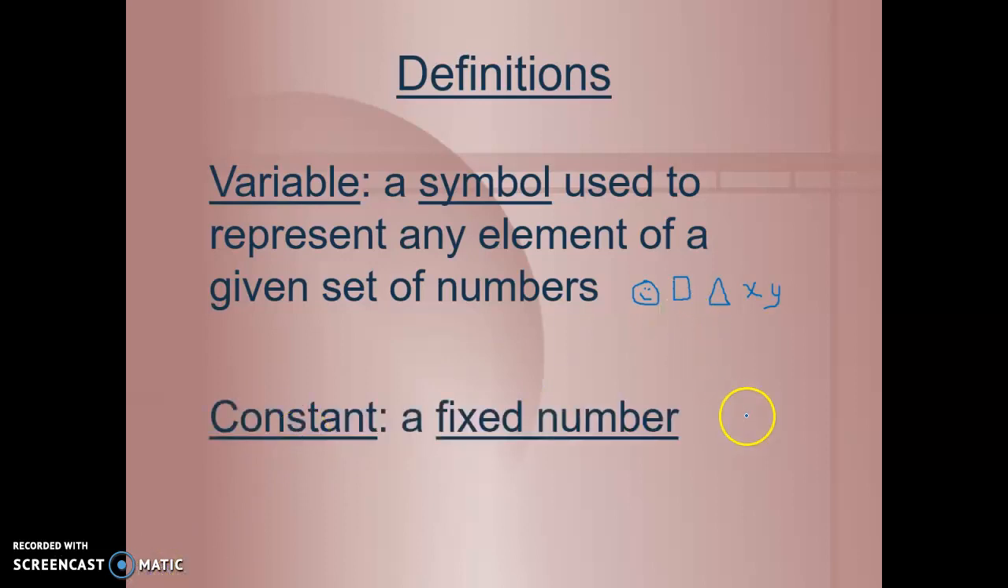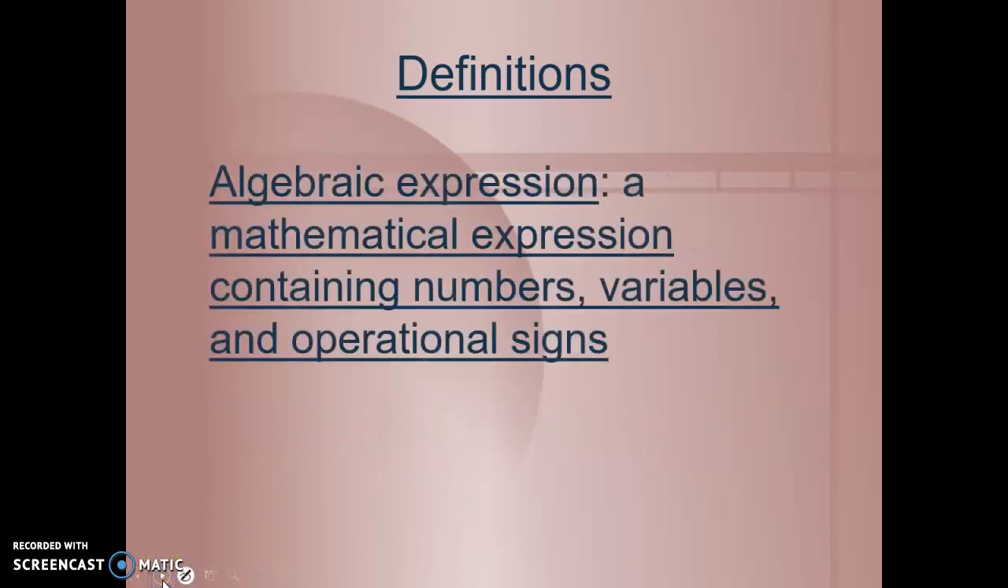A constant is a fixed number. So 7 is a constant. 3 is a constant. So if you have this number all by itself, it's a constant. An algebraic expression is a mathematical expression containing numbers, variables, and operational signs. So an expression might look like this, 7 plus x. That's an expression. It has numbers, variables, and an operational sign. Or maybe 8x times 5. That's another example of an expression. It contains numbers, variables, and an operational sign.